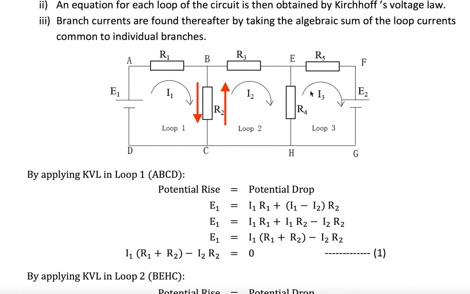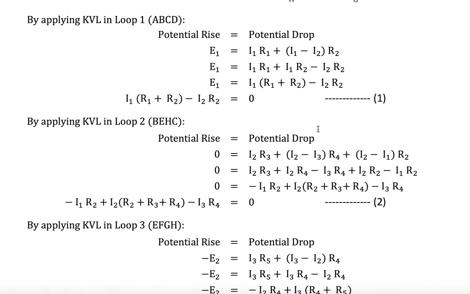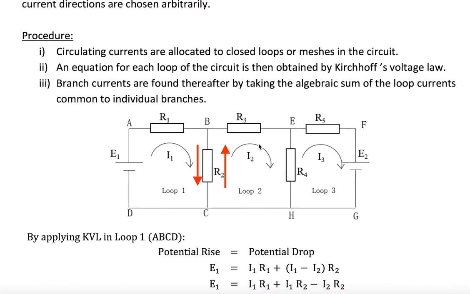Coming to loop 3, what is the loop? Let's establish the loop direction EFGH. I3 into R5 from E to F plus E2, because when you traverse the loop direction, the positive terminal of the battery is encountered first, so that's why plus E2. What about here? Here I3 minus I2 into R4, because the I3 direction and the loop direction are the same. So I3 minus I2 into R4 equal to 0.